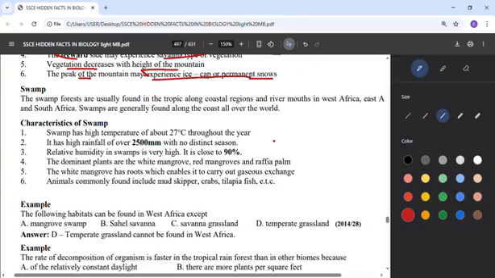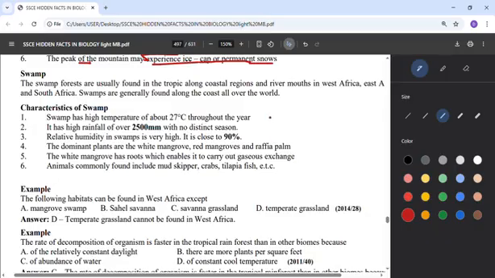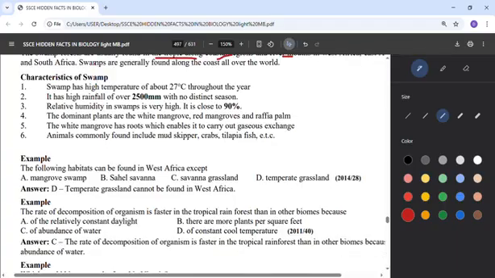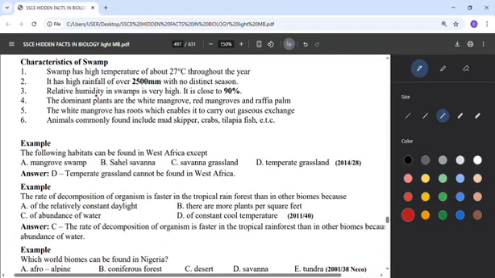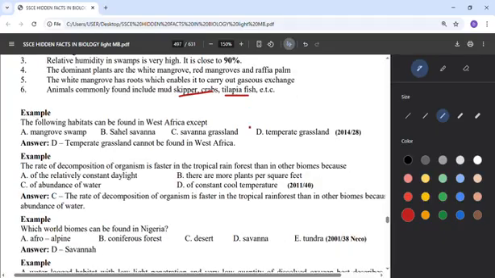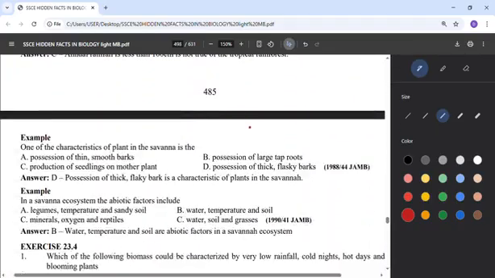Then we look at swamp forests. They are usually found in the tropics along coastal regions. The animals we can see in swamps are skipper crabs and tilapia fish. These are swampy organisms.